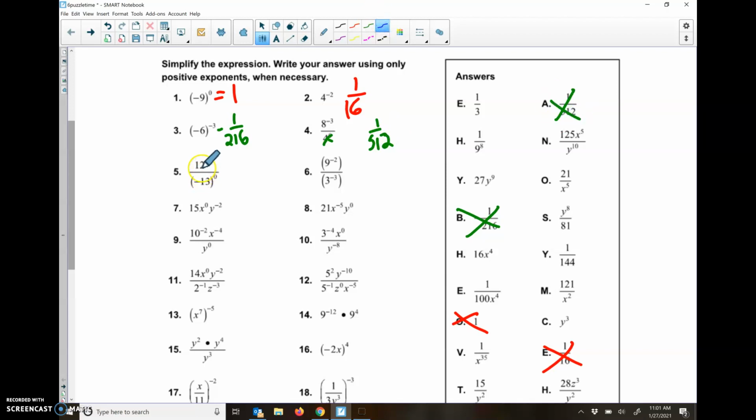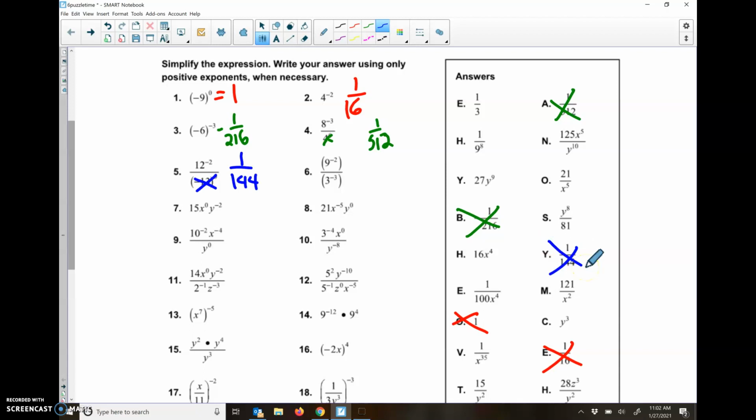Okay, number 5, we have 12 to the -2nd power over -13 to the 0 power. Again, anything to the 0 power is 1, so that doesn't matter. So 12 to the -2nd power. So 12 to the +2nd power is 144. So 12 to the -2nd power is 1 over 144, or letter Y.